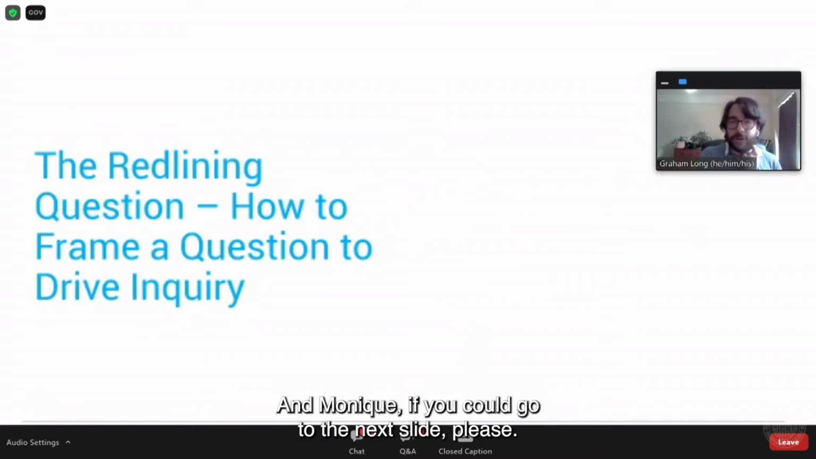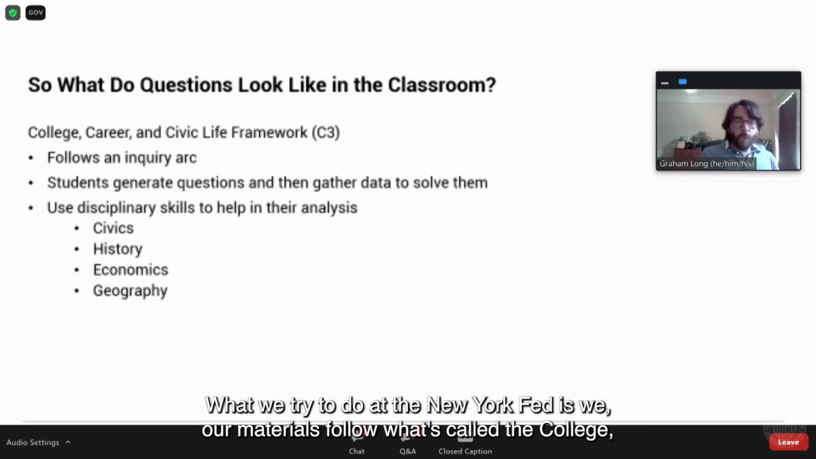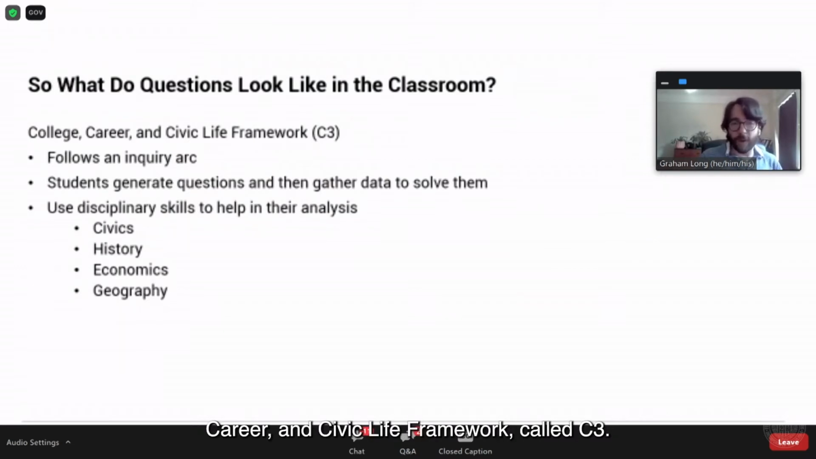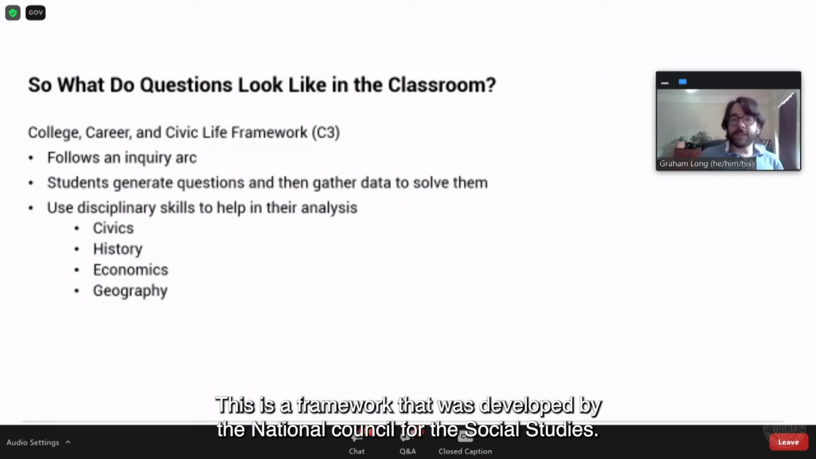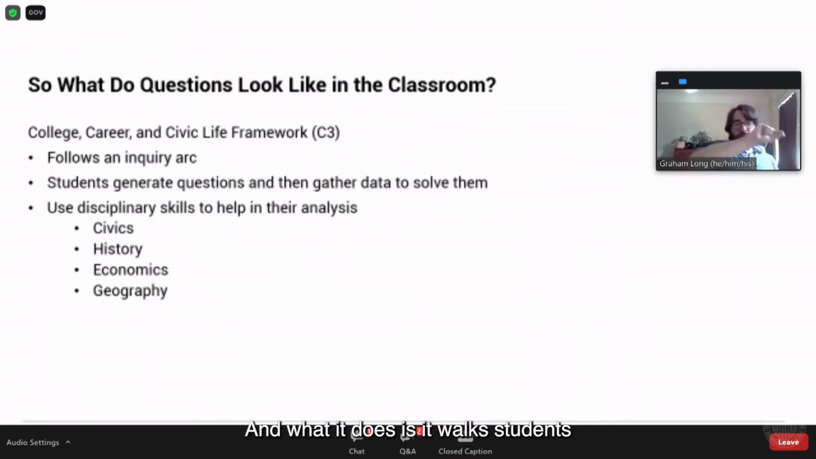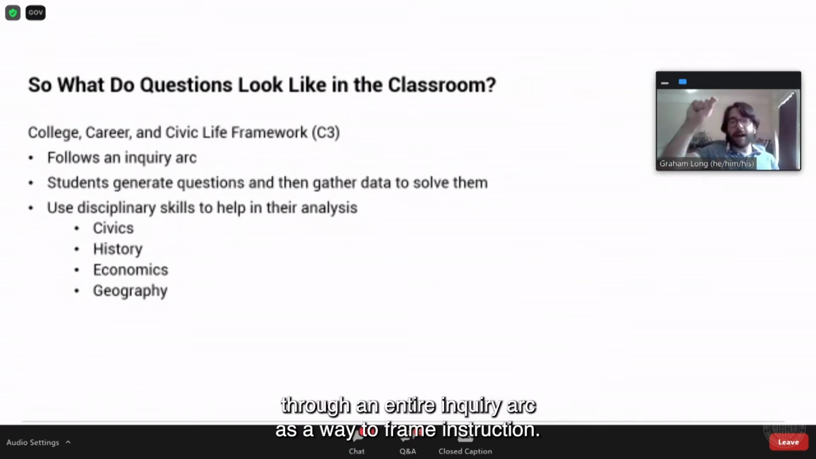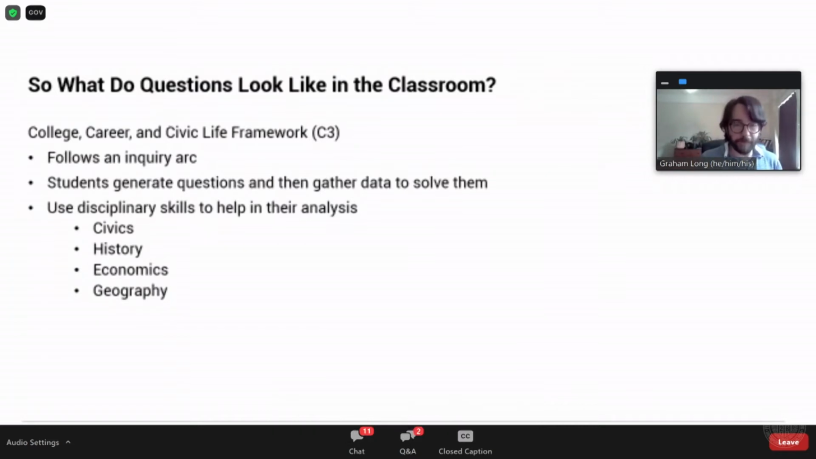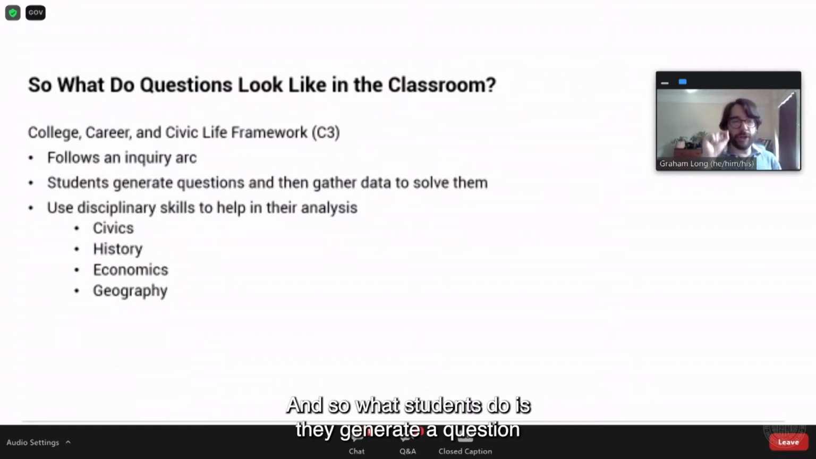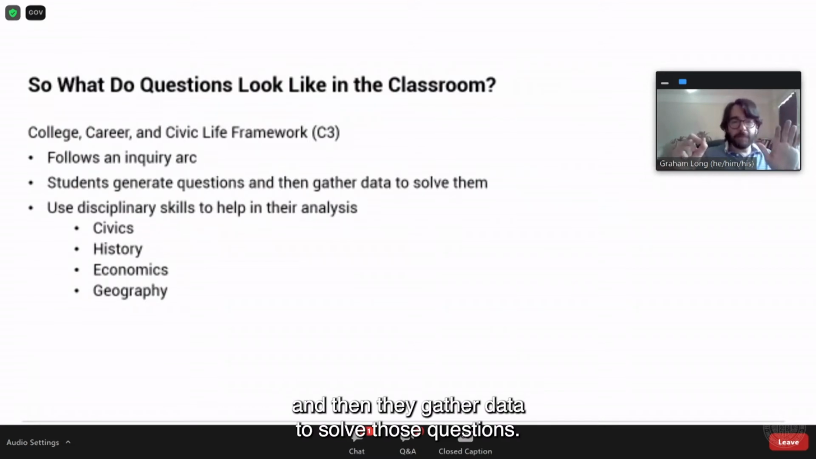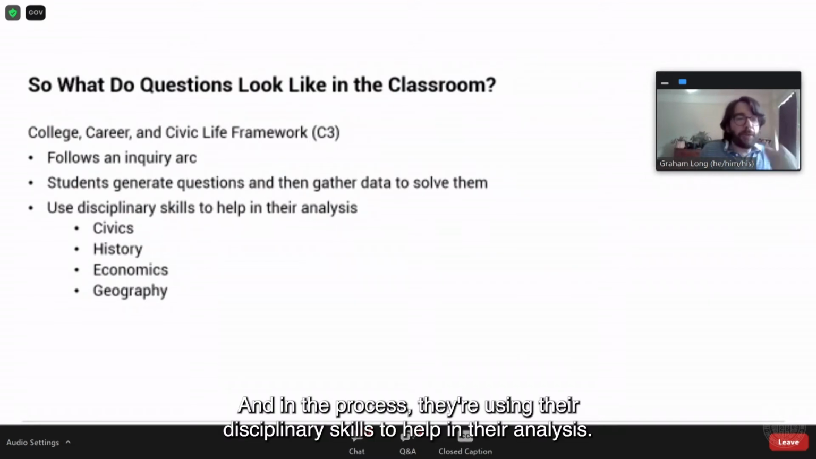And Monique, if you could go to the next slide, please. What we try to do at the New York Fed is our materials follow what's called the College, Career, and Civic Life Framework, called C3. This was a framework that was developed by the National Council for the Social Studies. And what it does is it walks students through an entire inquiry arc as a way to frame instruction. And so what students do is they generate a question, and then they gather data to solve those questions. And in the process, they're using their disciplinary skills to help in their analysis.